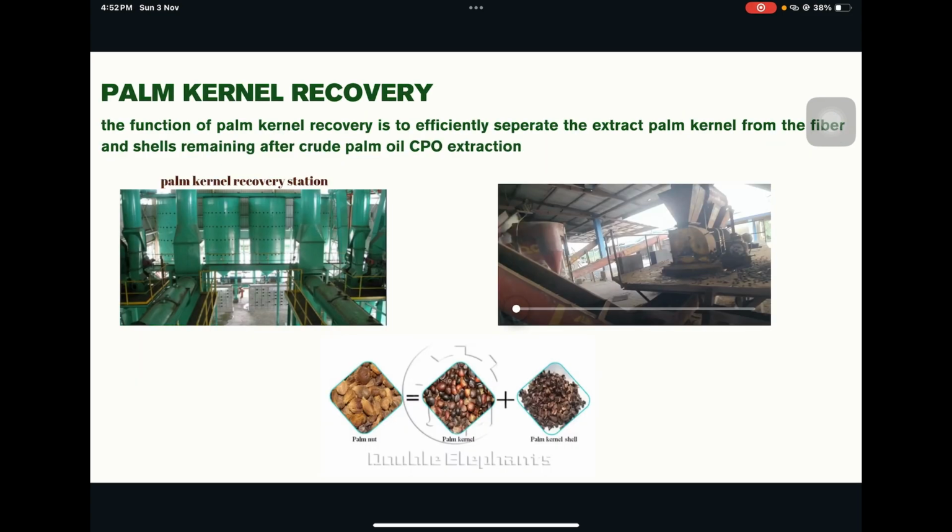So, the last of the milling processes is palm kernel recovery. The function of palm kernel recovery is to efficiently separate the extracted palm kernel from the fiber and shells remaining after crude palm oil, CPO, extraction.